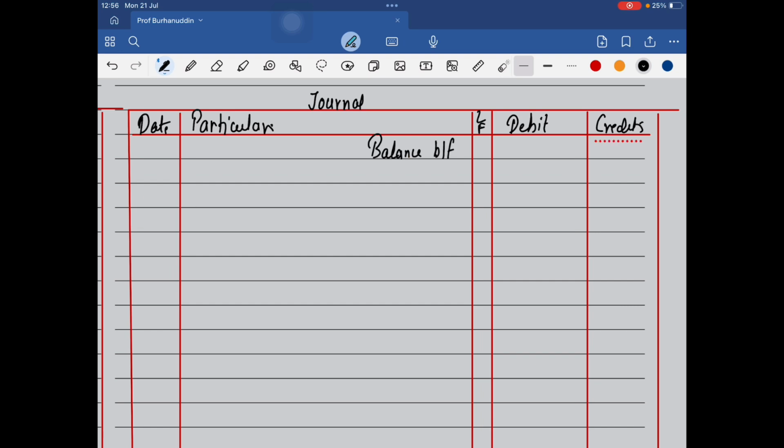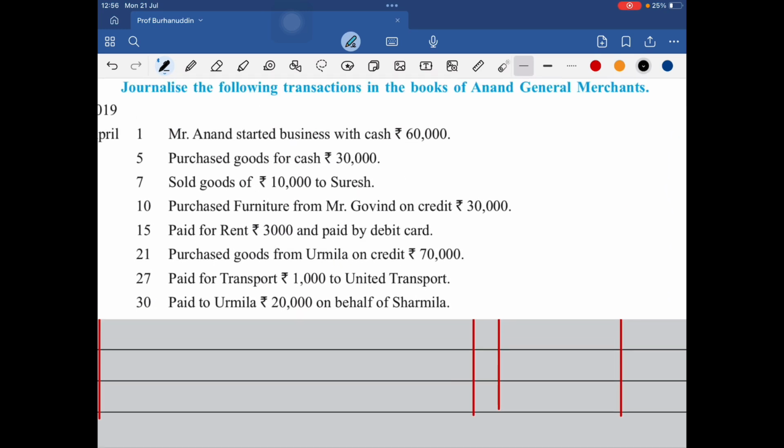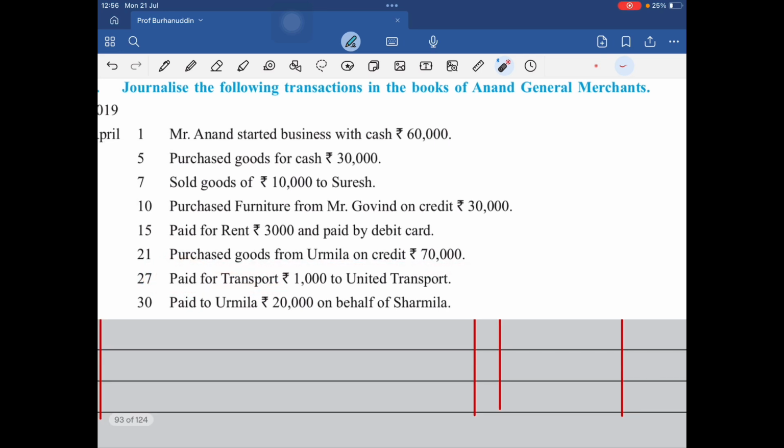Balance brought forward, sir. That is going to be 2 lakh 3,000. So next question, next transaction, 27. Paid to United, paid transport, paid, sir. Whenever the word paid is used, that means the cash has gone out. Do you understand?